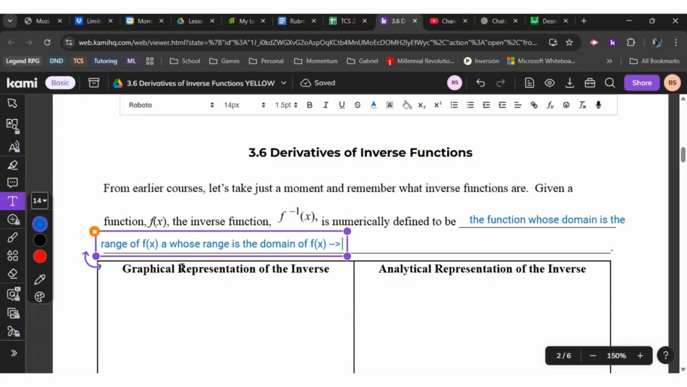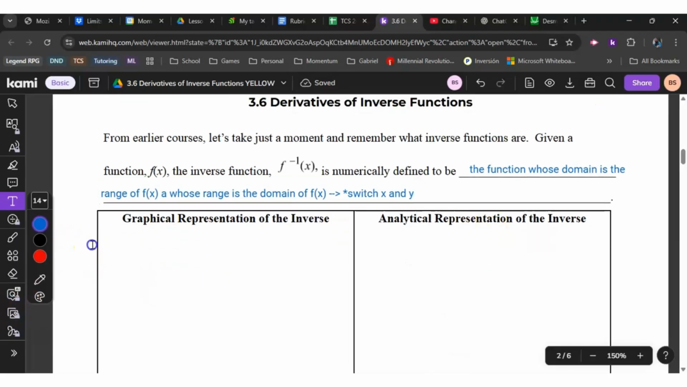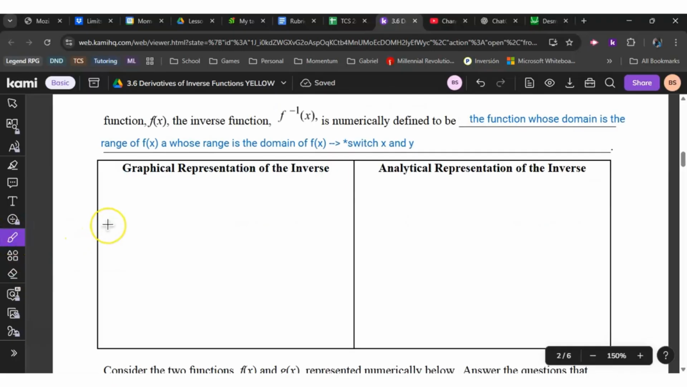In other words, what do we do? Switch the domain and the range. Yeah, switch x and y, which ultimately also means switch the domain and range. You should have done this, allegedly. Thank God. It's about time. I don't want to talk about your keys.